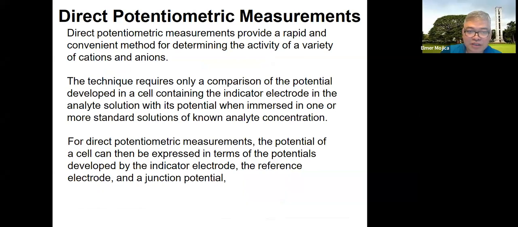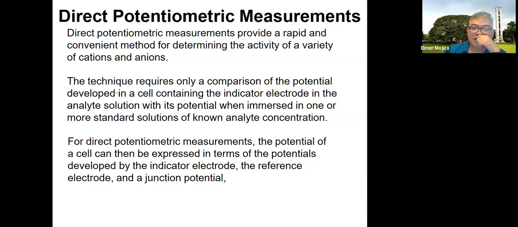Now, using this pH meter and other instruments, they provide a rapid and convenient method for determining the activity of a variety of cations and anions, right? Usually in seconds, if you dip the electrode, you can already determine the activity or the concentration. All you need to do is compare the potential developed in the cell containing the indicator electrode in the analyte solution with the potential when immersed in one or more standard solutions of known analyte concentration.